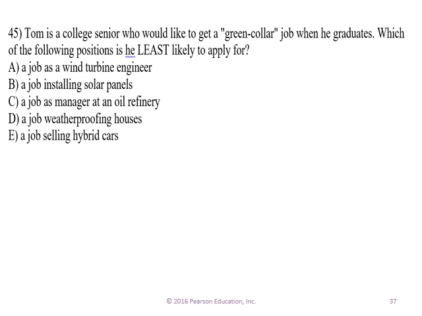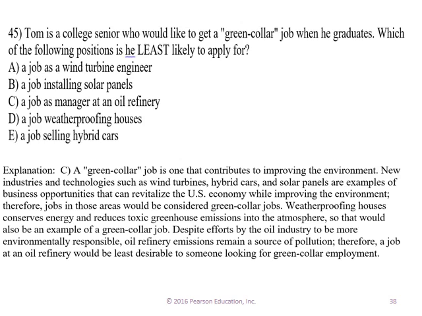Weatherproofing houses. Oh, weatherproofing. I'm thinking to myself, waterproofing? I don't know how that's going to work. Once water comes, it comes. There's not a whole lot you can do to waterproof a house, right, if there's a flood. A job selling hybrid cars. Sure, right? That's going to be obvious green technology. Okay? Okay, good. So obviously he's not going to work in the oil refinery.